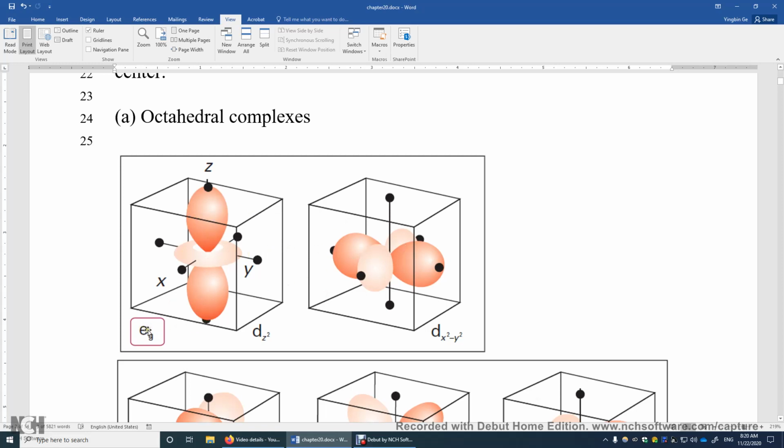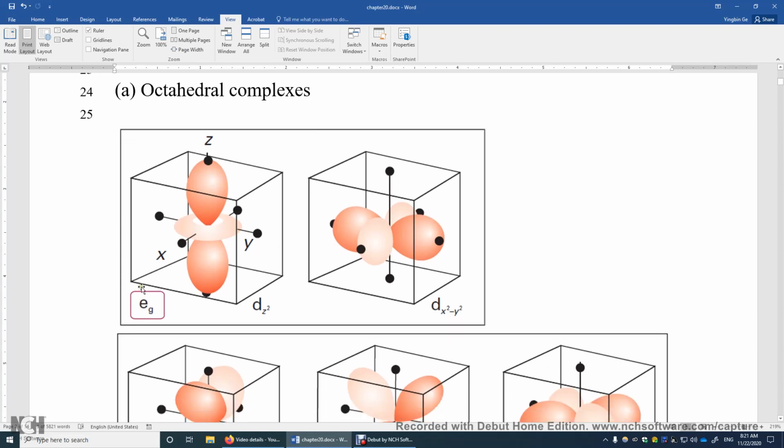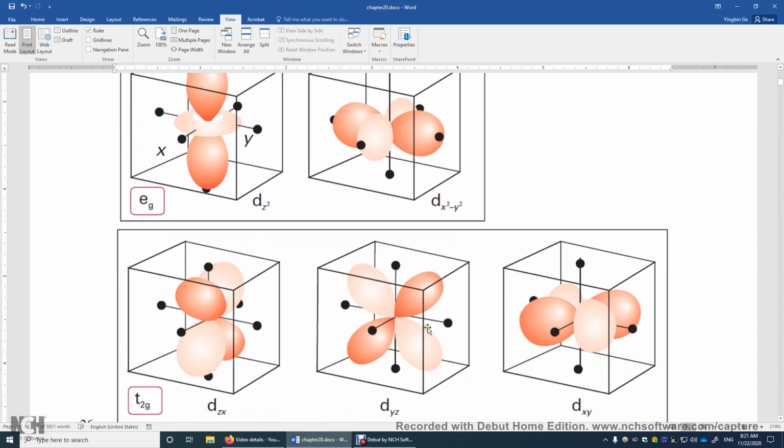We're going to say this is E symmetry, doubly degenerate. In group theory, this E means doubly degenerate. And this g means gerade, which means symmetric with respect to the inversion center. Imagine there's an inversion center here, and this is symmetrical with respect to the inversion center. Same here. Now let's look at dxy, dyz, and dzx, these three orbitals.